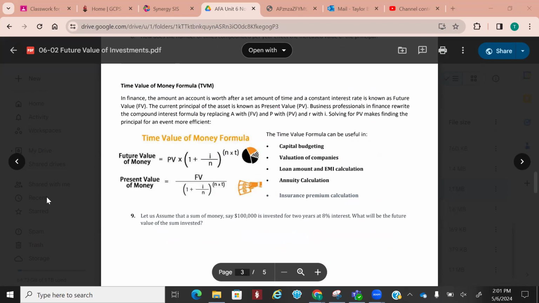So looking at number 9, it says, let us assume that a sum of money, say $100,000, is invested for 2 years at 8% interest. What will be the future value of the sum invested? Okay, so we're going to take this formula and plug it in. So we've got future value. We want the present value times 1 plus the interest rate over n, raised to the n times t.